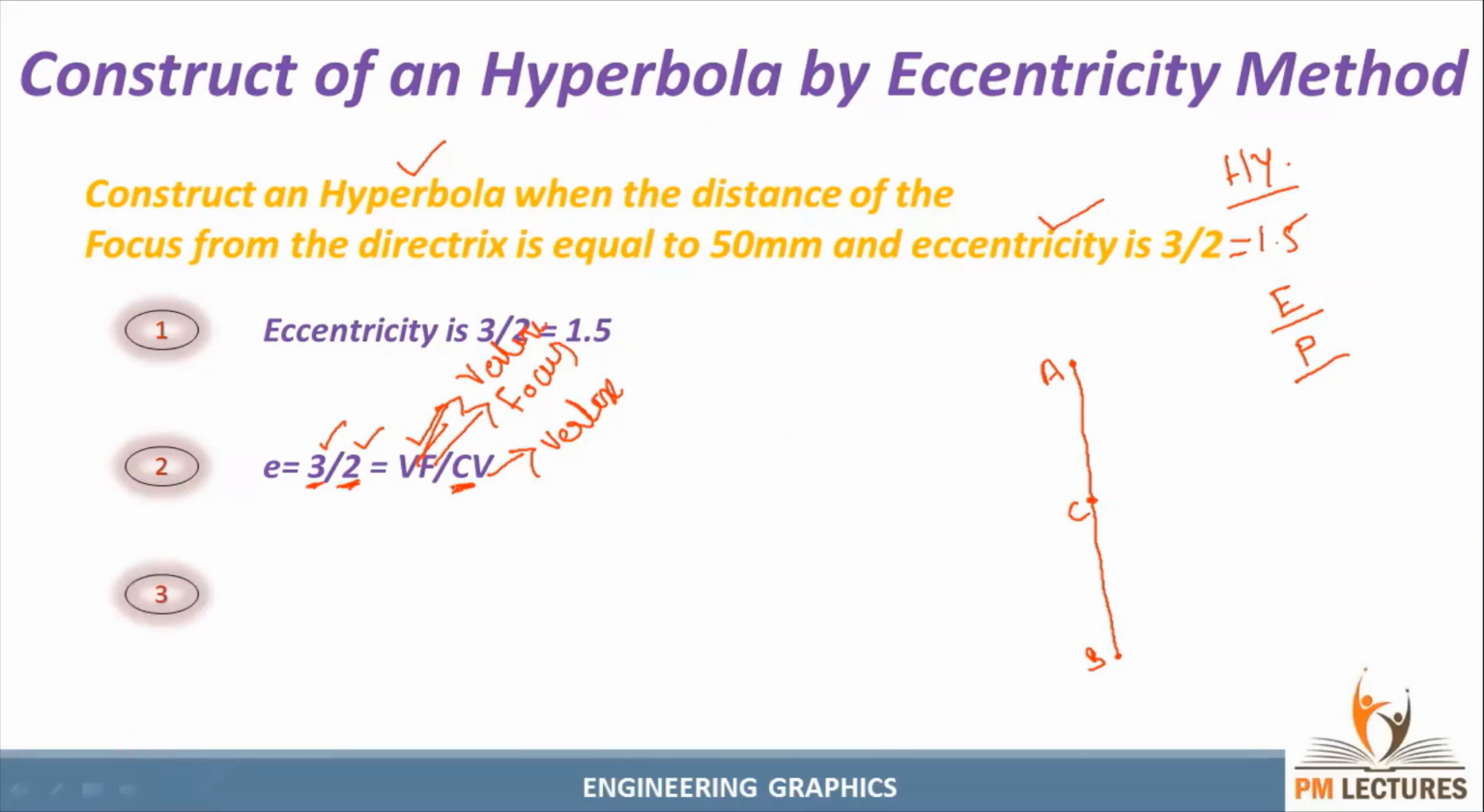The third one is F. F is nothing but the addition of the numerator and the denominator of the eccentricity value. For this problem, you get 5. We need to use this value to divide the distance between the focus and the directrix, which for this problem is 50. So 50 divided by 5 gives 10. That means we divide the distance between the directrix and the focus into 5 parts, and each division is 10 mm.